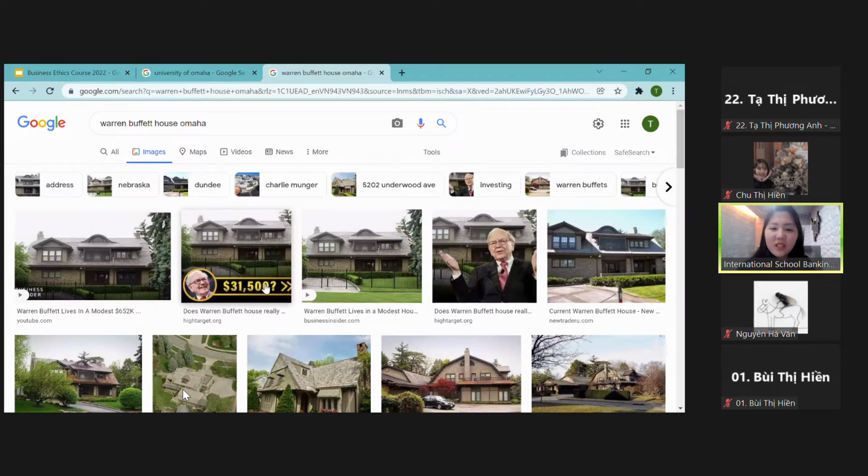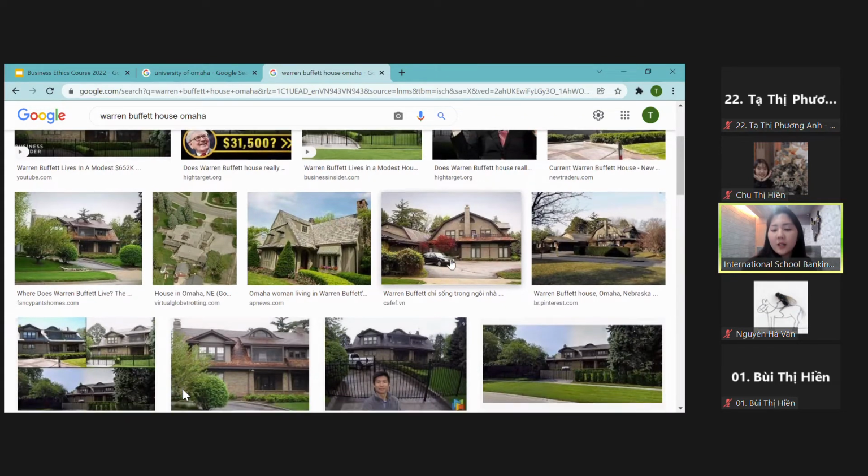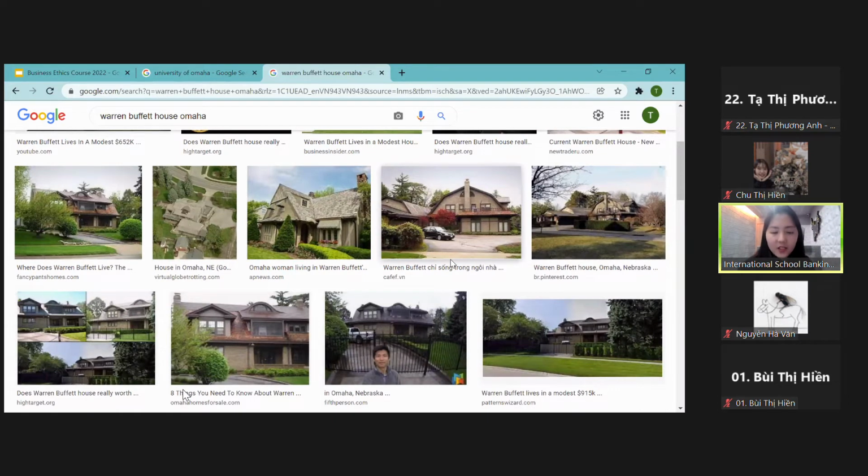And his house is actually very simple, very small. He has a very small house right here, and he drives a very medium car, a Lincoln, so it's not very expensive. He told people that's the reason he can sustain his wealth for so long and remain one of the richest people in the world, because he knows how to save money. Not only to invest, but to save is also a very important principle.